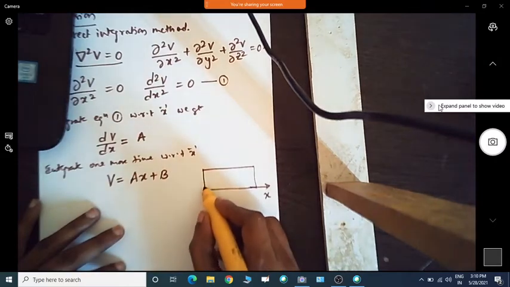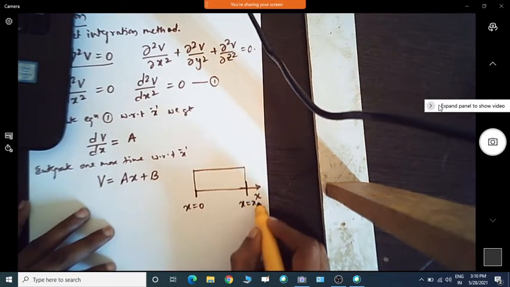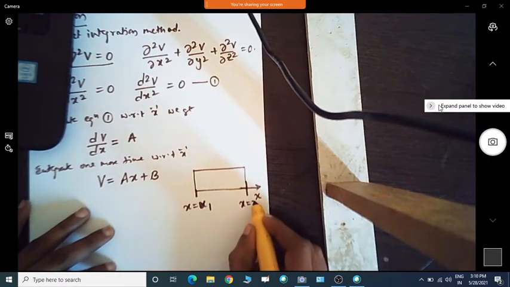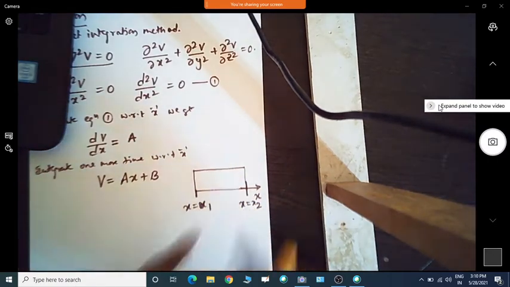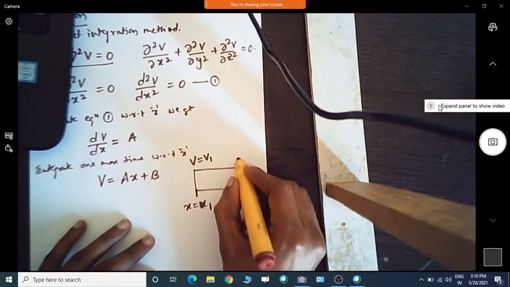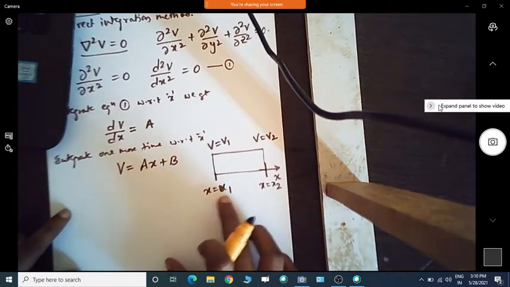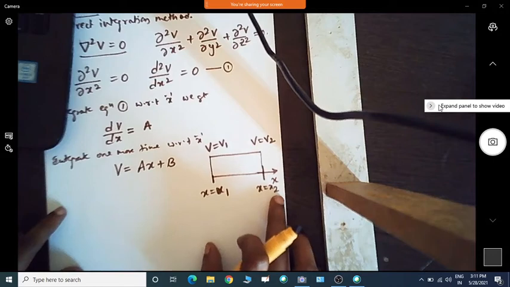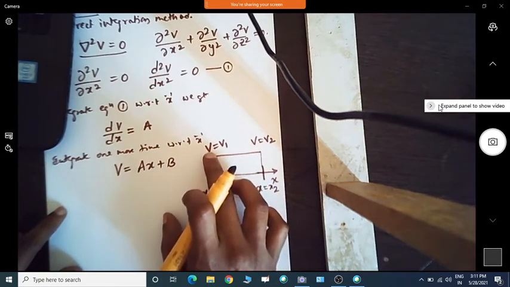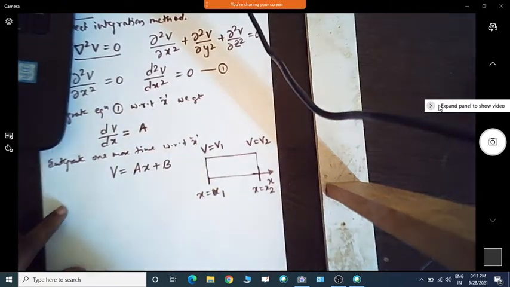Okay, so where we have x equal to 0 and some x equal to, we can take x equal to x1 or x equal to x2 at two different positions. Let us take v equal to v1 and v equal to v2. So there are two different boundary conditions. In general, we can take at x equal to x1 position and x equal to x2 position, and we have v equal to v1 and v equal to v2 at the corresponding positions.